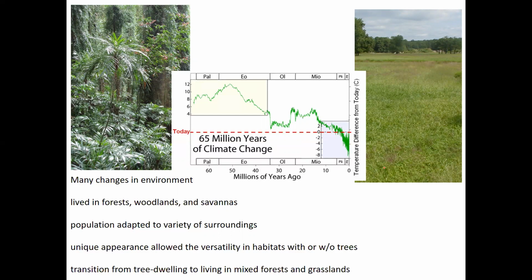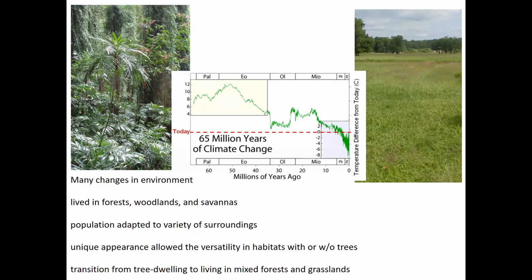So early on, these primates, the hominid ancestors, lived in forests, woodlands, and savannas, but the population had adapted to a variety of surroundings. And their unique appearance allowed versatility in habitats with or without trees. And so that gave them an advantage.